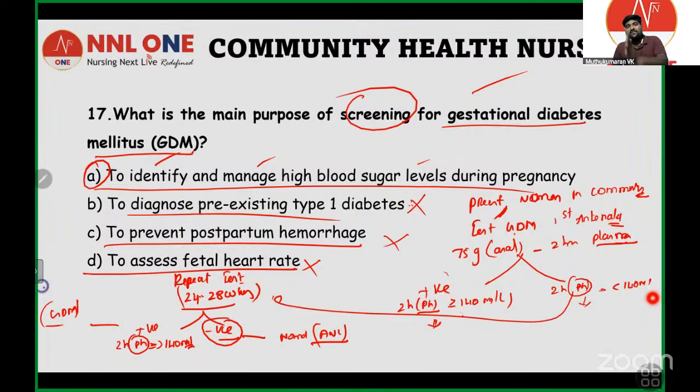If the mother is negative, less than 140, then I'm going to repeat the test at 24 to 28 weeks in the second trimester. Again I'm going to assess whether it is less than or greater than 140 mg per deciliter, positive or negative. If it is positive, I'm going to consider the mother as GDM and implement the guidelines again. If it is negative, I'm going to consider the mother a normal antenatal mother.